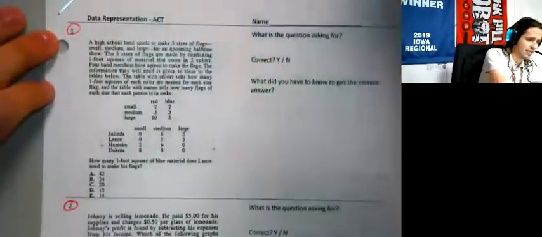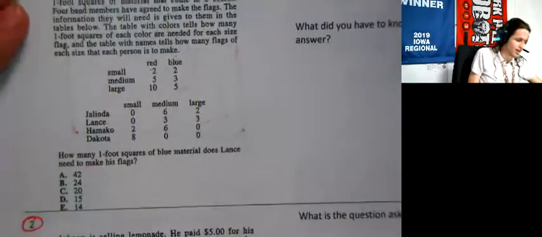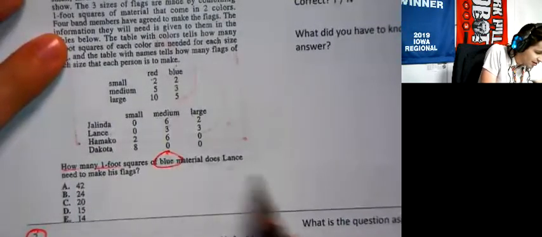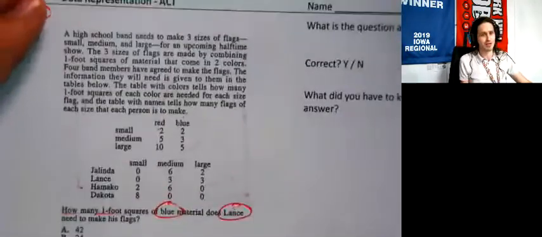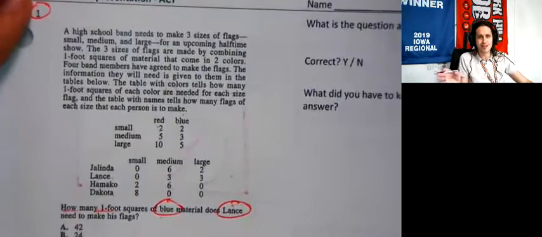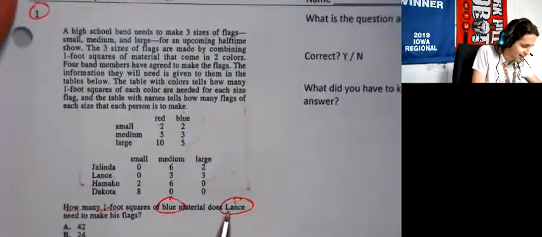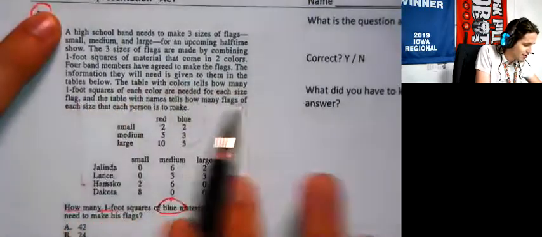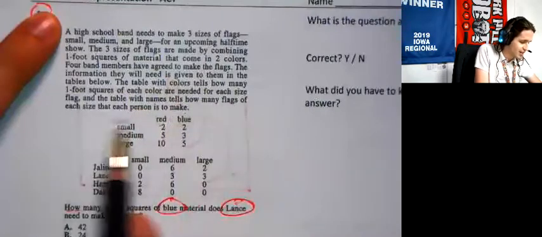With these sorts of data representation questions, there's often way too much text. And it's often nice to jump to the end of the question and say, how many 1-foot squares of blue material does Lance need to make his flags? If you've got a big old table, you're not going to have to use all that data. It's too much. Focus on the data you do need. Blue, Lance. The table with colors tells how many 1-foot squares of each color are needed for each size of flag, and the table with names tells how many flags of each size the person is to make.